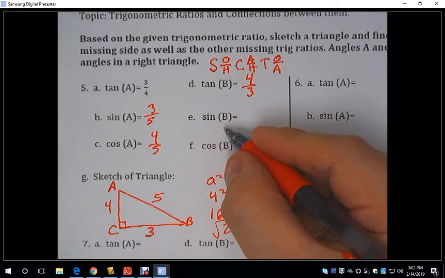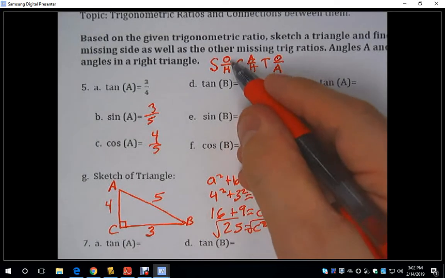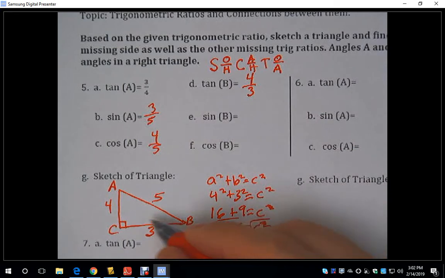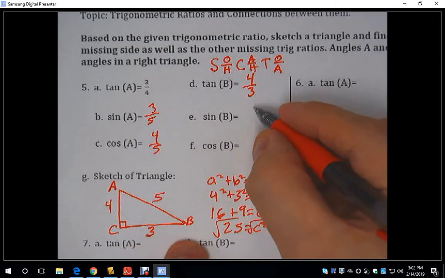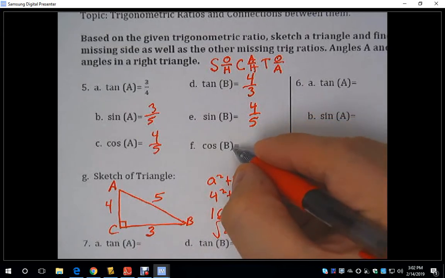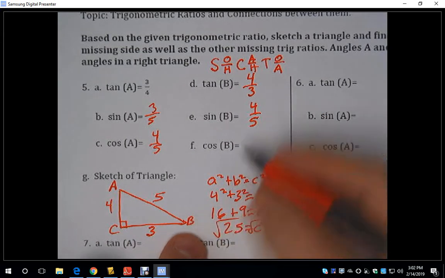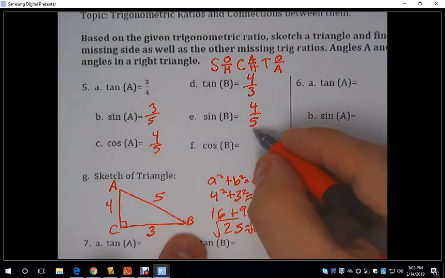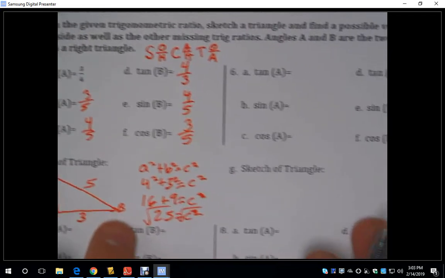Sine of angle B, sine is opposite over hypotenuse. So sine of angle B is opposite, which is 4, over hypotenuse 5. So I have 4/5. And cosine of angle B is adjacent over hypotenuse, so 3 over 5. Let's look at the next one.